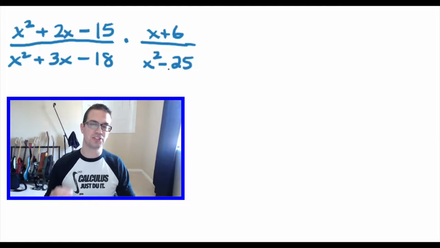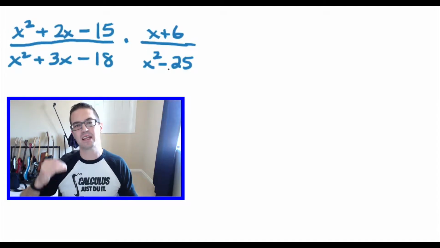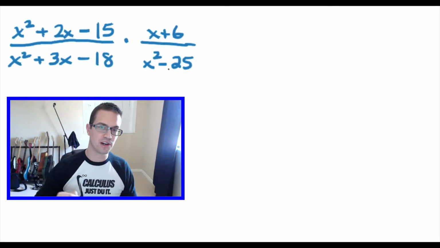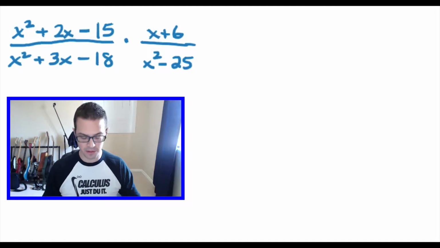Now, the first step that you're generally going to want to do whenever you multiply rational expressions is to simplify and factor everything as much as possible before multiplying everything out. So that's basically what we're going to do first. The first thing I'm going to do is factor everything.